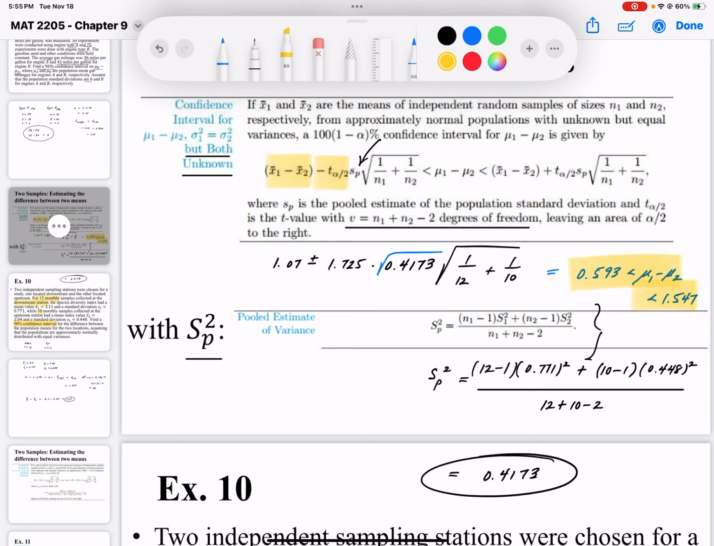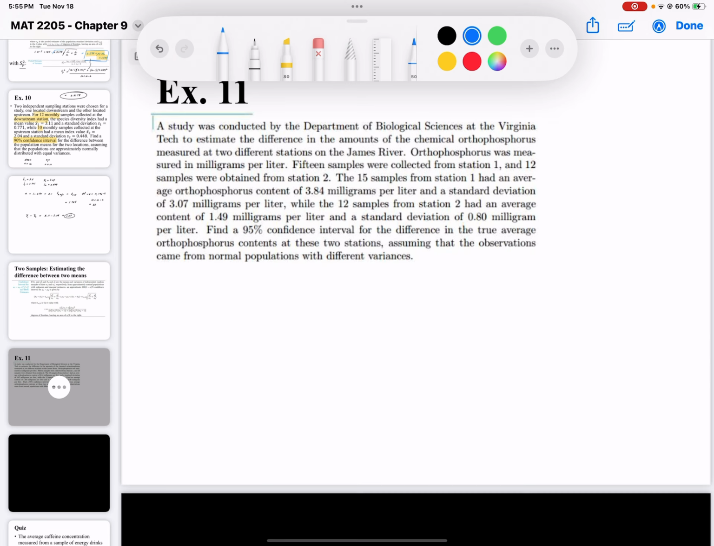I am nearly out of time. I actually have a class at 6. Here's the answer to, let's see how much we have to do for example 7. Okay, I do not have time to do example 7. I only have 5 minutes left.